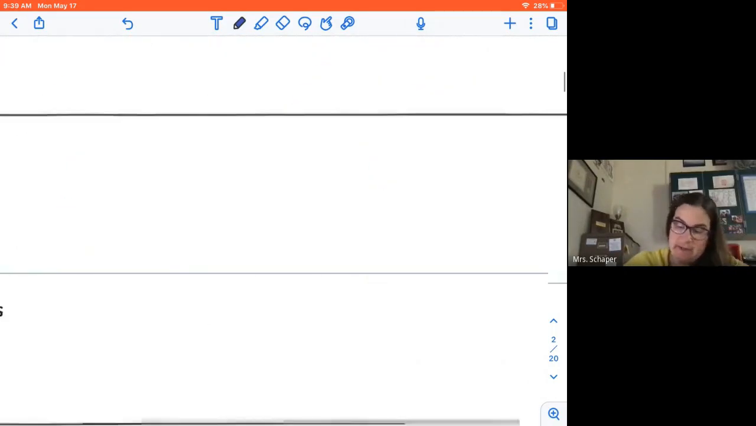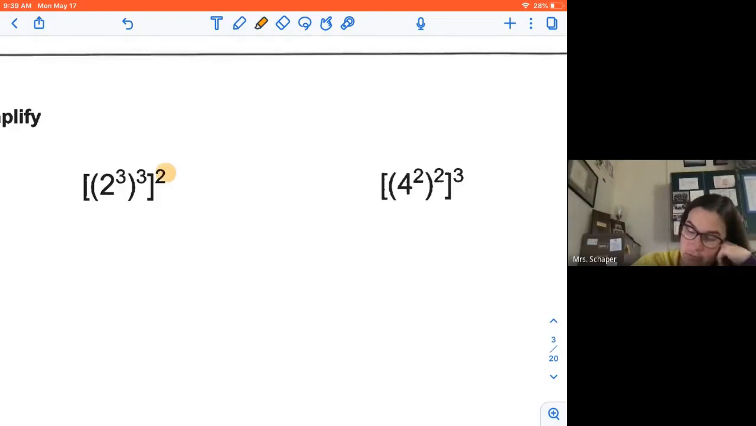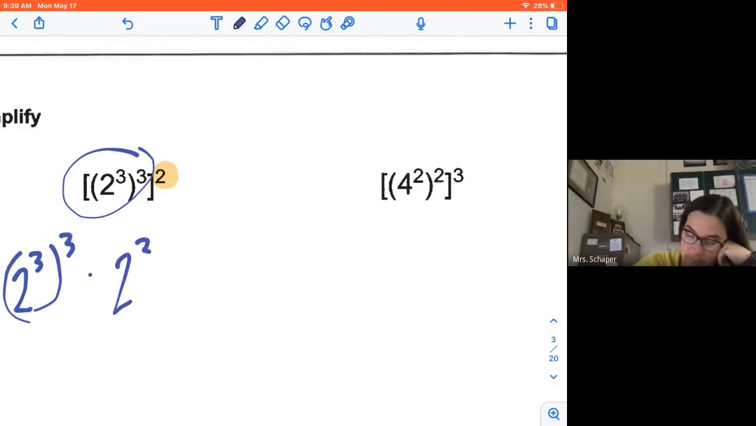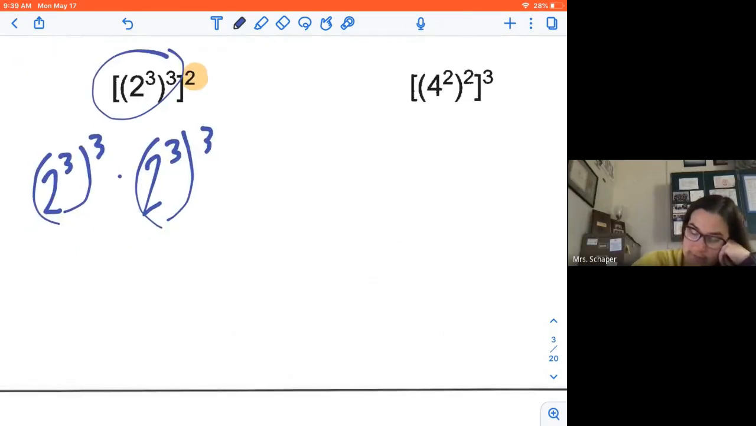All right, so we'll simplify these. This 2 tells me I take what's on the inside twice. So I have 2 to the third twice. All right. And then what this means is I have 2 to the third 3 times.